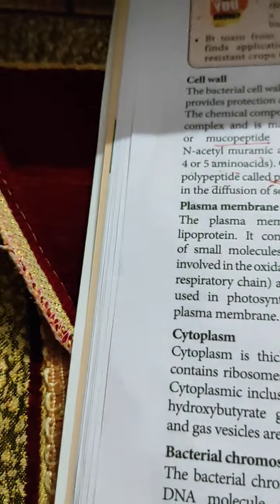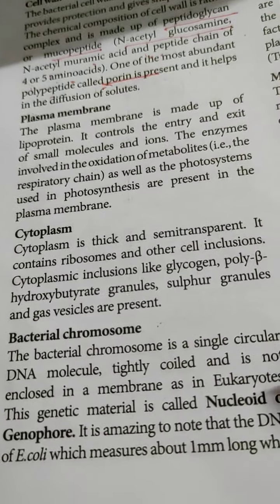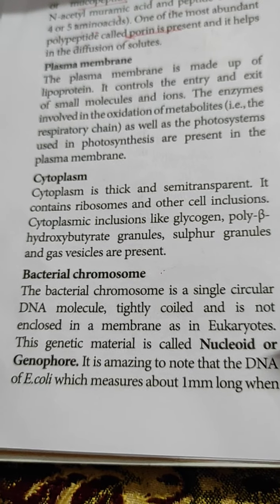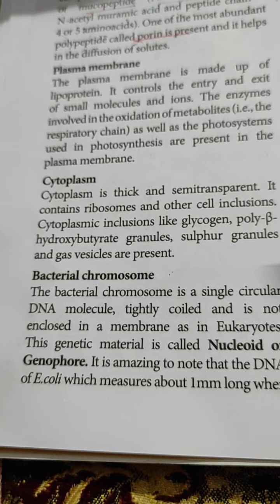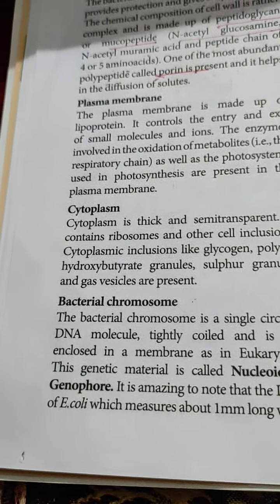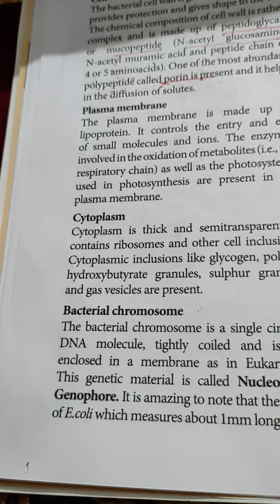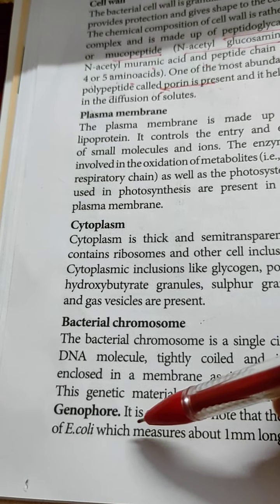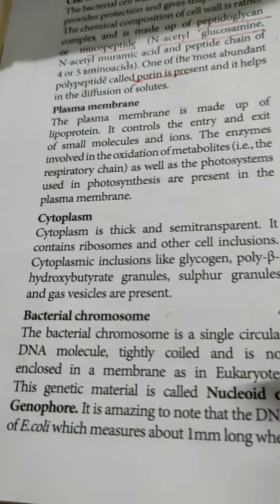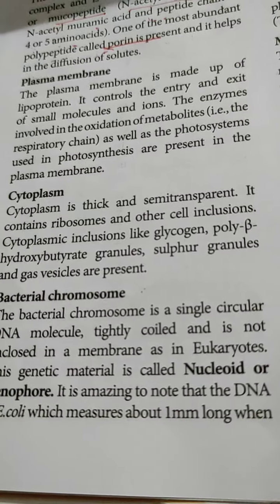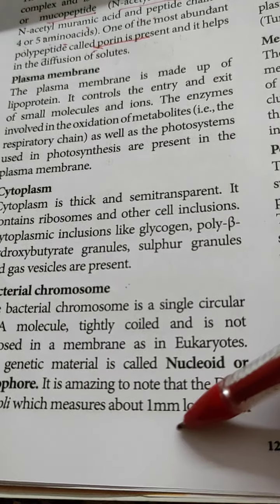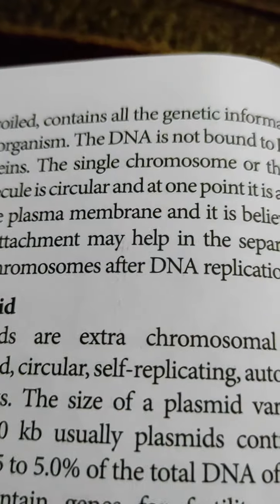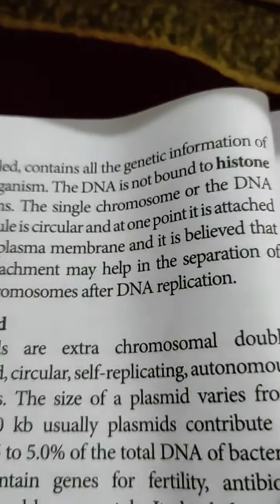Now, next one is bacterial chromosome. The bacterial chromosome is a single circular DNA molecule, tightly coiled, and is not enclosed in a membrane as in eukaryotes. That's why the nucleus of bacteria is called the nucleoid or genophore, or it is also called incipient nucleus, not true nucleus. It is amazing to note that the DNA of E. coli, which measures about 1 millimeter long when uncoiled, contains all the genetic information of the organism.